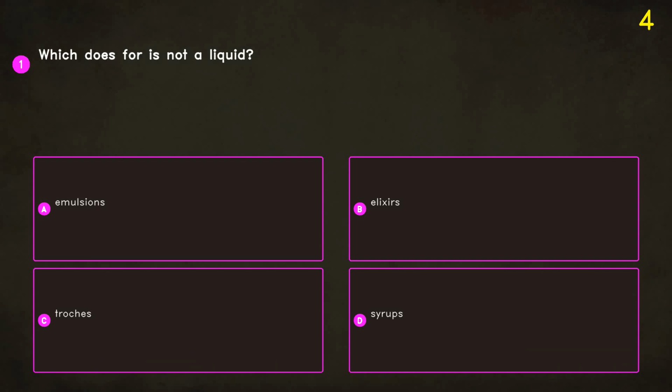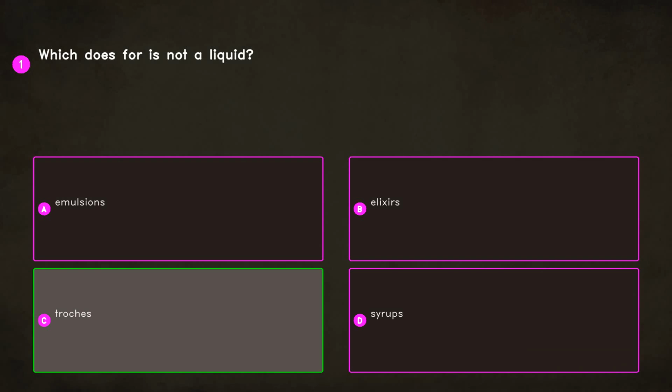Question 1. Which dosage form is not a liquid? A. Emulsions. B. Elixirs. C. Troches. D. Syrups. The correct answer is troches.